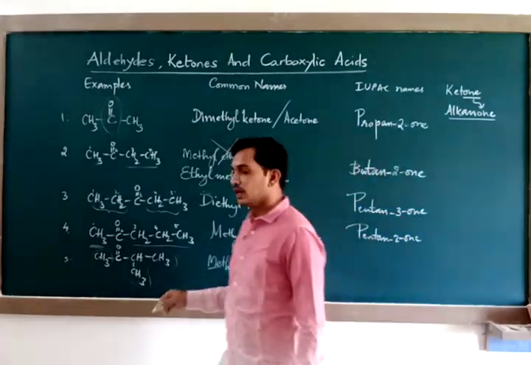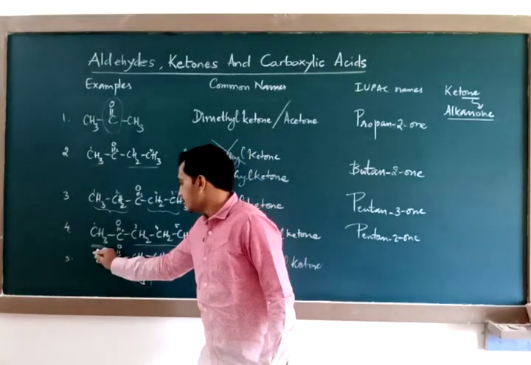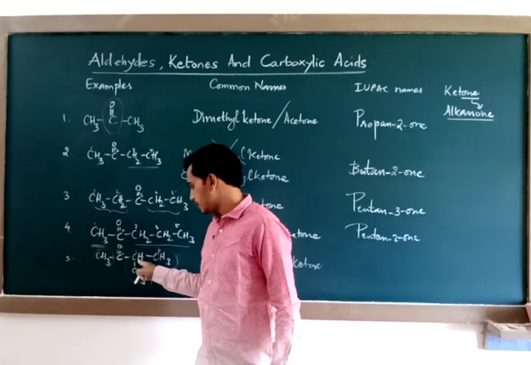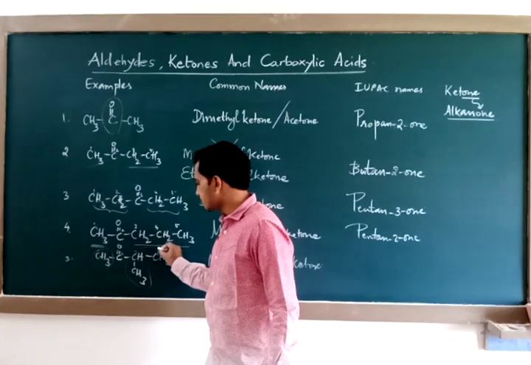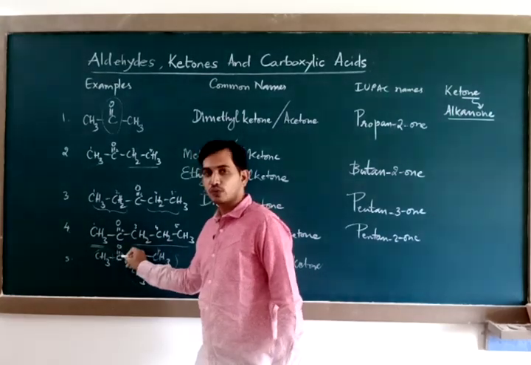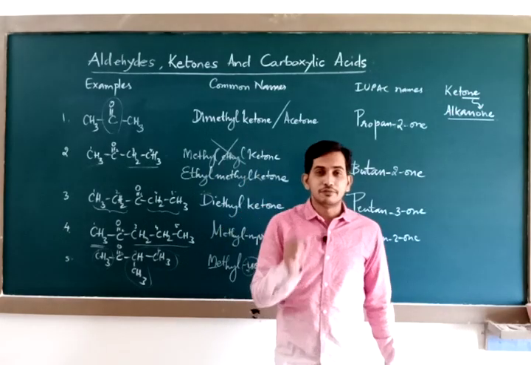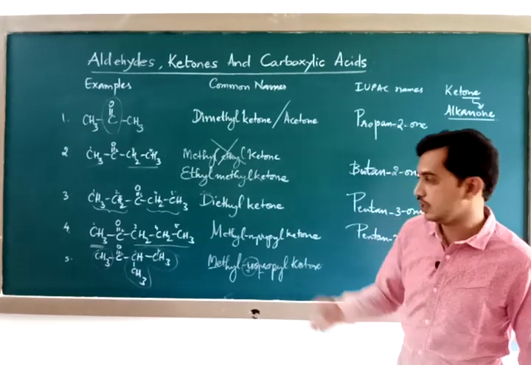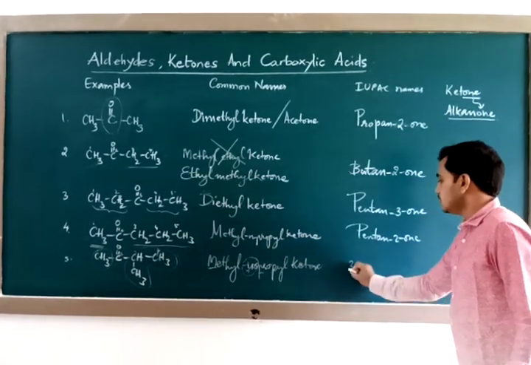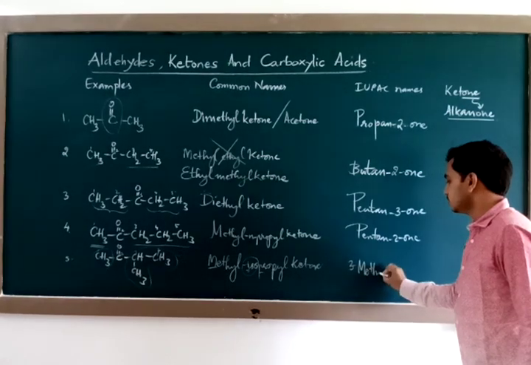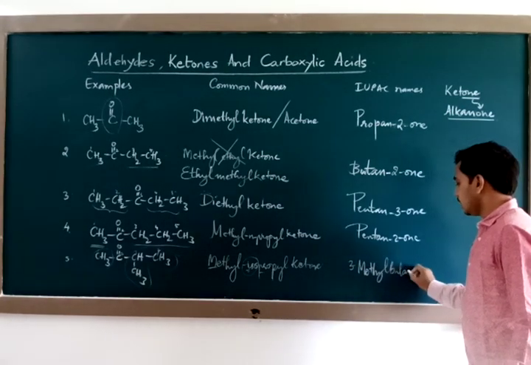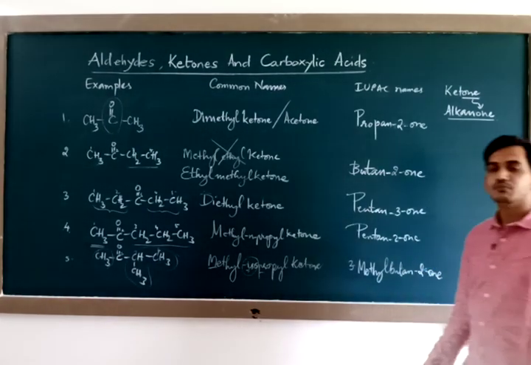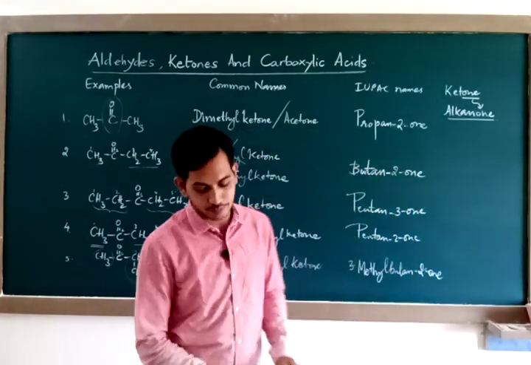Now in the IUPAC system, you are supposed to number. How do you number? If I count from this side 1, 2, 3, 4, the ketone group will get the second number and the methyl group will get the third number. Some of the students will count from this side 1, 2, 3, 4. So the ketone group will get the third number. Which one is correct? The functional group should be given the least number as it is getting higher priority. So this numbering is correct. 3-methylbutane-2-one is the correct name.